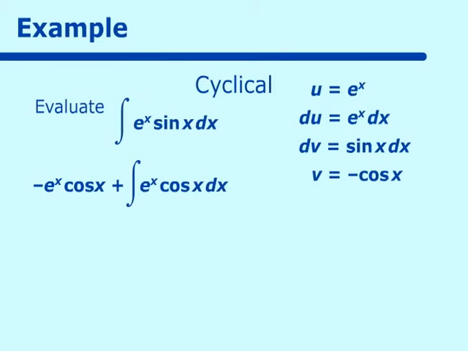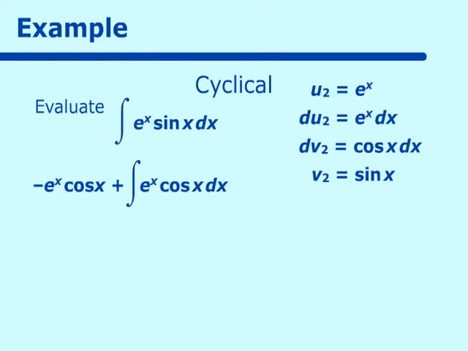Well, we have to do this again because we don't know a formula for e to the x cosine x. So let's call these all ones and set this up again. And usually we'll set it up in the same way. U sub 2 is equal to e to the x, du sub 2 is equal to e to the x dx. That makes dv sub 2 equal to cosine x dx, and v sub 2 equal to sine x.